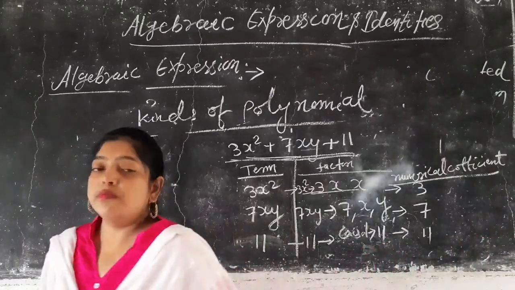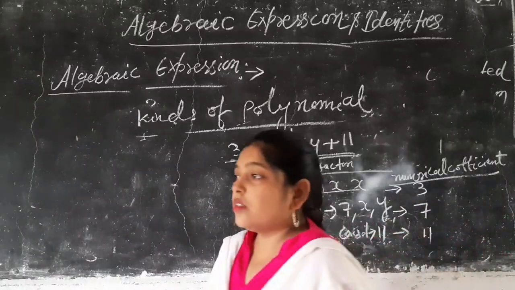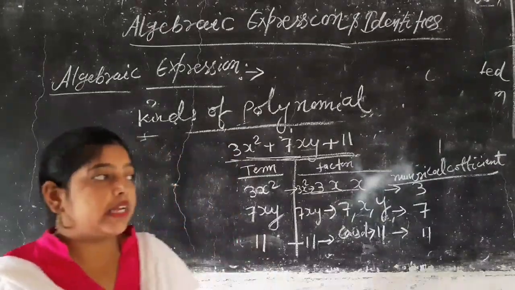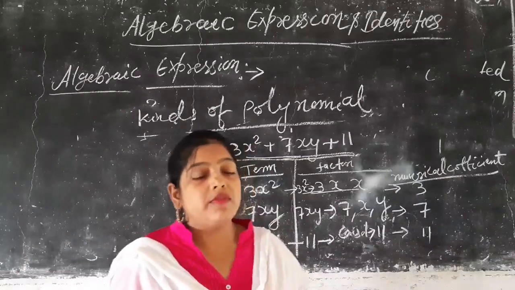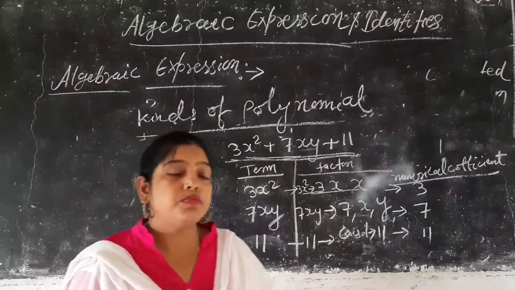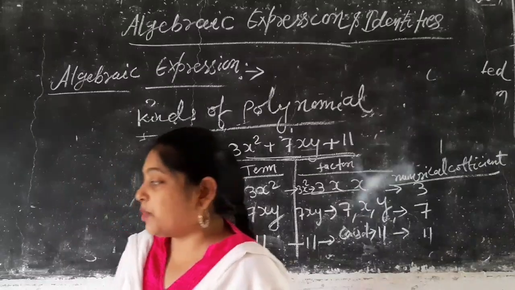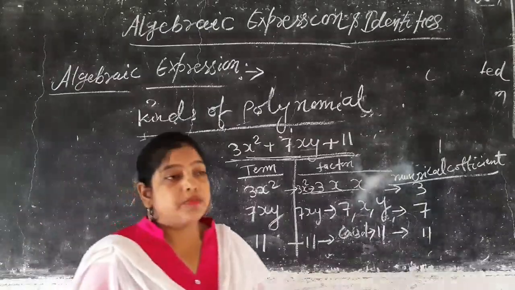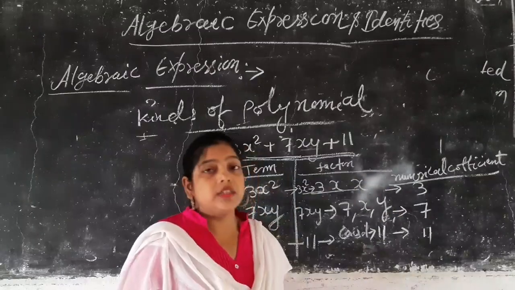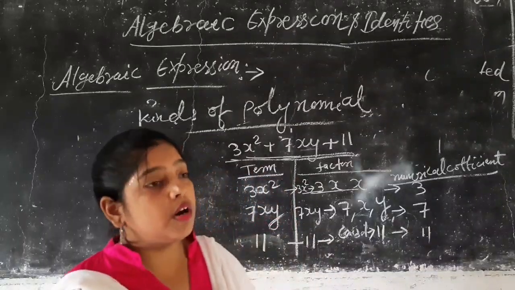Now we talk about algebraic expressions. You understand the first kinds of polynomial, the second is which types of polynomial: first monomials, second binomials, third trinomials, and fourth polynomials. A monomial is an expression containing one term, an expression containing two terms is called a binomial, an expression containing three terms is called a trinomial, and a polynomial is an expression containing one or more terms.